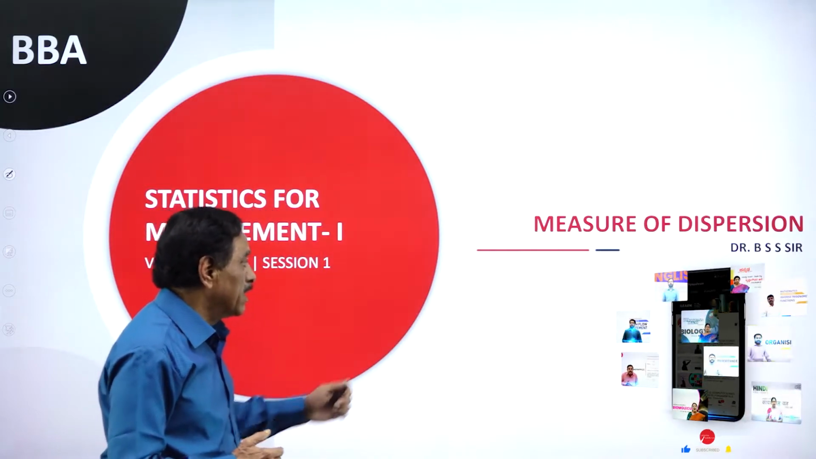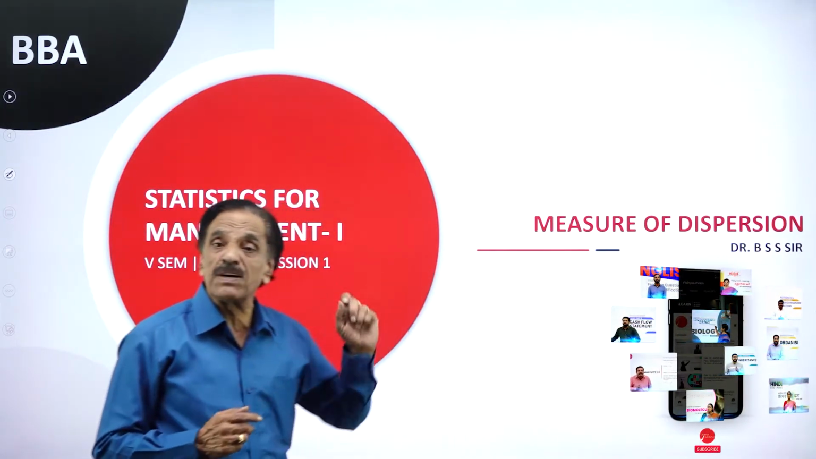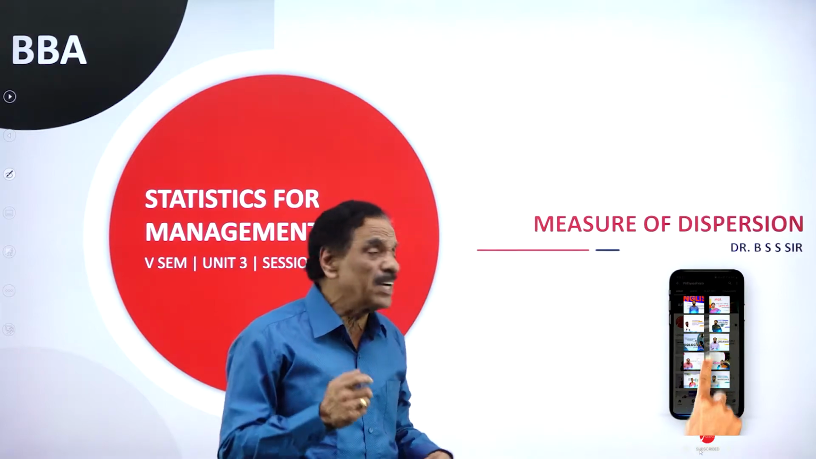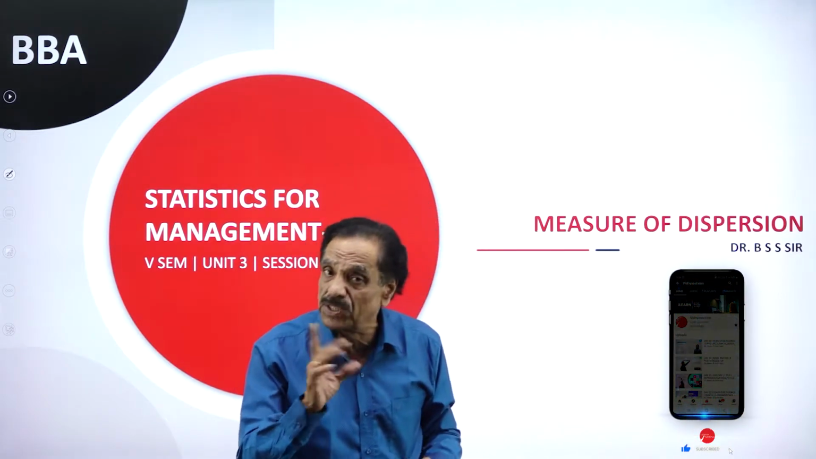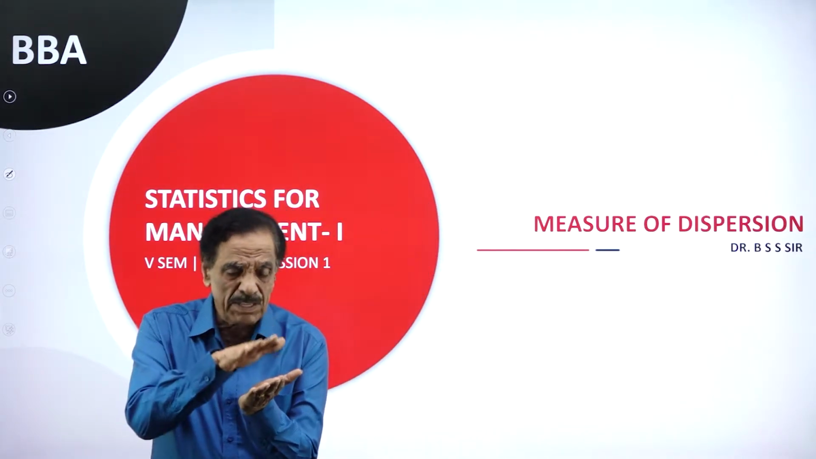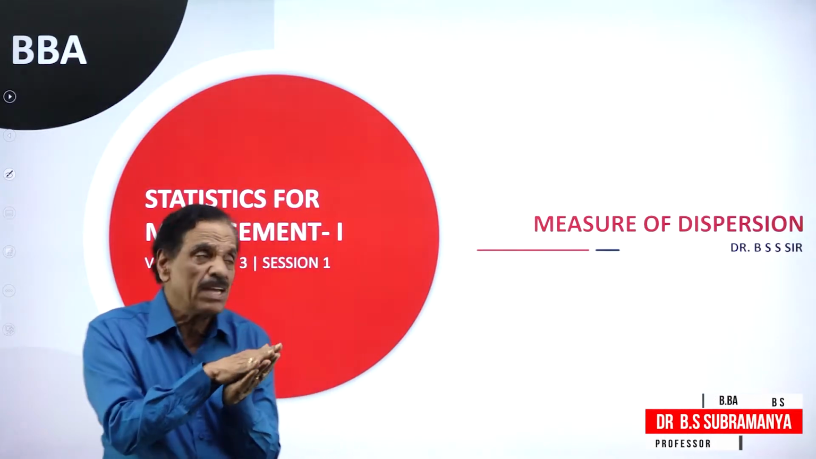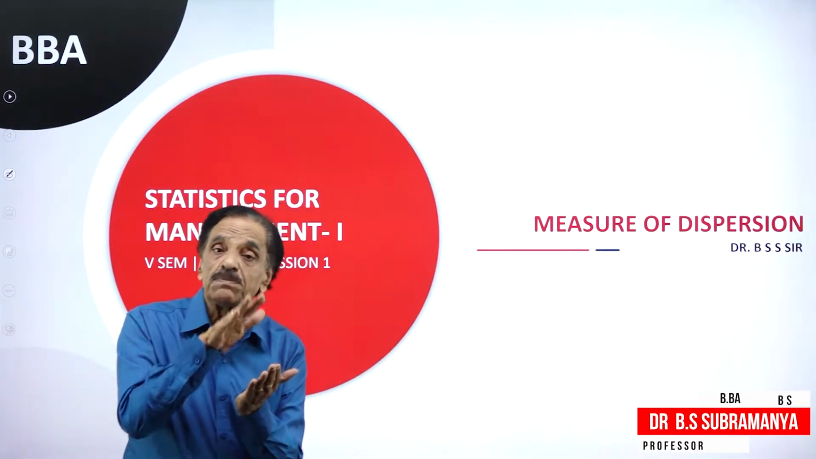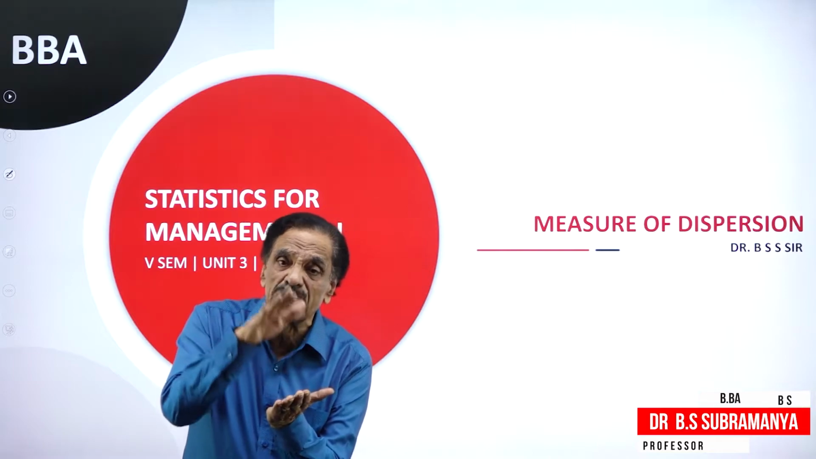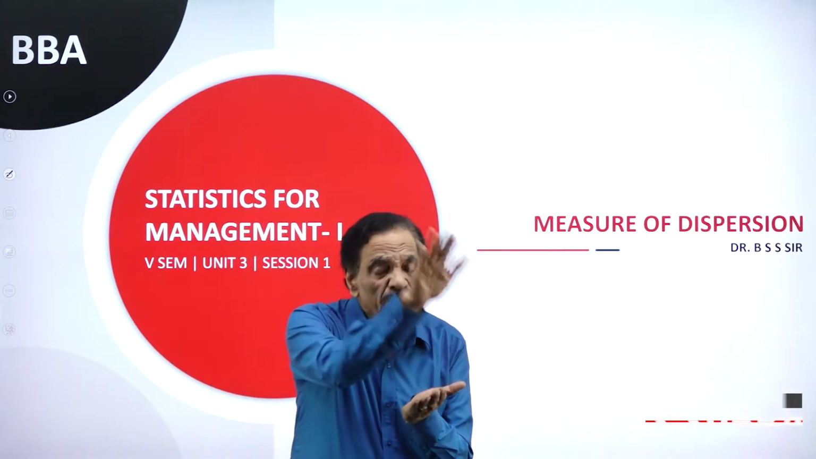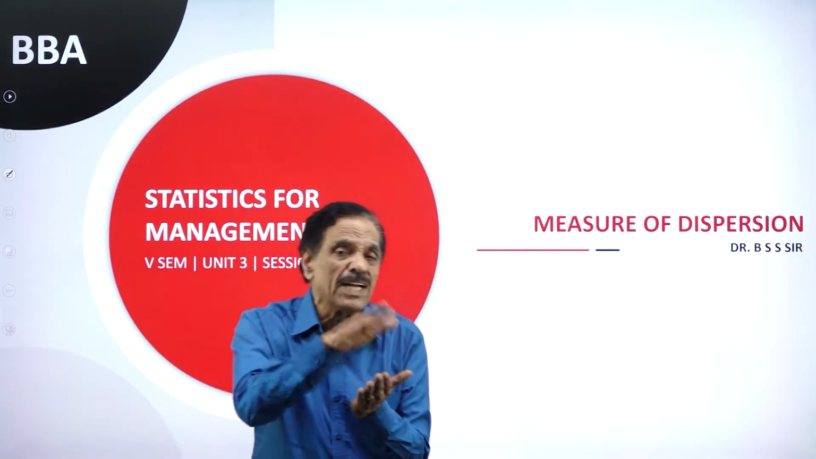I am going to start today the measure of dispersion. This chapter is going to be the third unit, measure of dispersion. We already discussed measure of central tendency. Today we are going to discuss measure of dispersion. What is measure of dispersion? Dispersion is nothing but variation of a number. What do you mean by that?